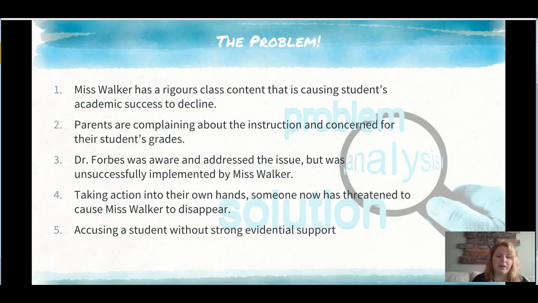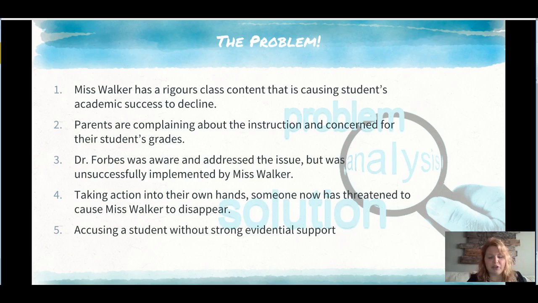Third, you have Dr. Forbes is aware. He's tried addressing the issue but it was unsuccessfully implemented by Ms. Walker. So there was a disconnect there somewhere, or something happened at that level. Fourth, you have students taking, or another person, it could be student, parent, faculty, staff. At this point in time, it really could be anyone. Everyone has access to a computer. But they are taking actions into their own hands and have now threatened to cause Ms. Walker to disappear. And then you have Ms. Walker finally accusing a student without having very strong evidential support. It's kind of like pointing fingers at this point, which could cause more legal issues.